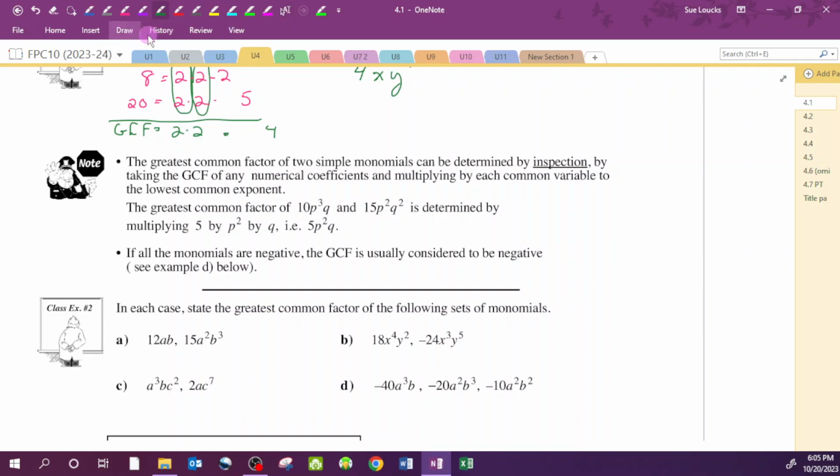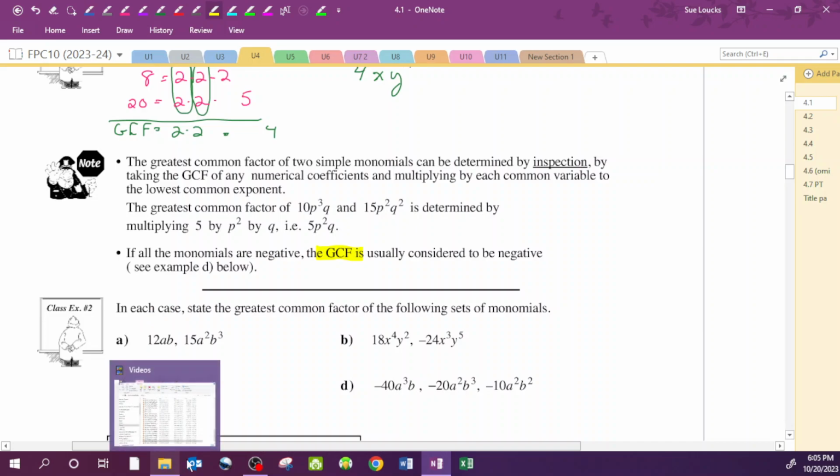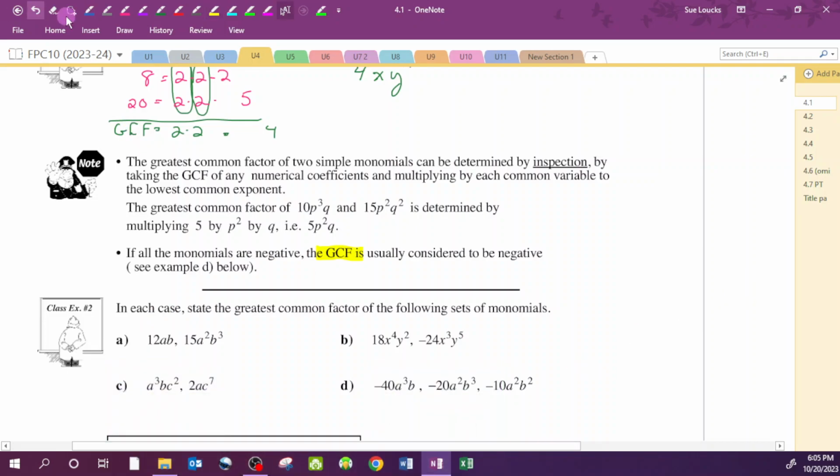And this is important: if all the monomials are negative, we usually consider the greatest common factor to be negative as well. That's just the convention we have. Okay, so the greatest common factor of these. If I look at the 12 and 15, 3 is the biggest number that factors into both of those. I've got a and a squared, so that's going to be a, and b cubed, so that's going to be b.